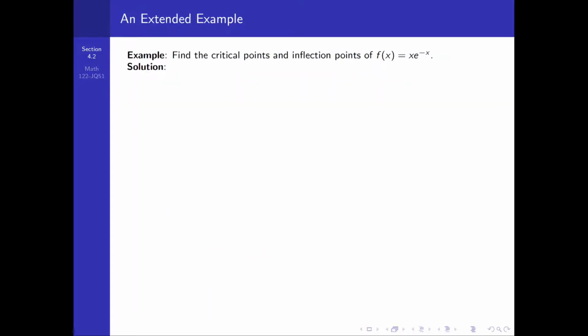Okay, so here's another example for you of finding critical points and inflection points. In this case, f of x is going to be equal to x times e to the negative x. So the function that we're working with here is going to be a bit more complicated than the polynomial function from the previous example, but I think it's a good thing to see.